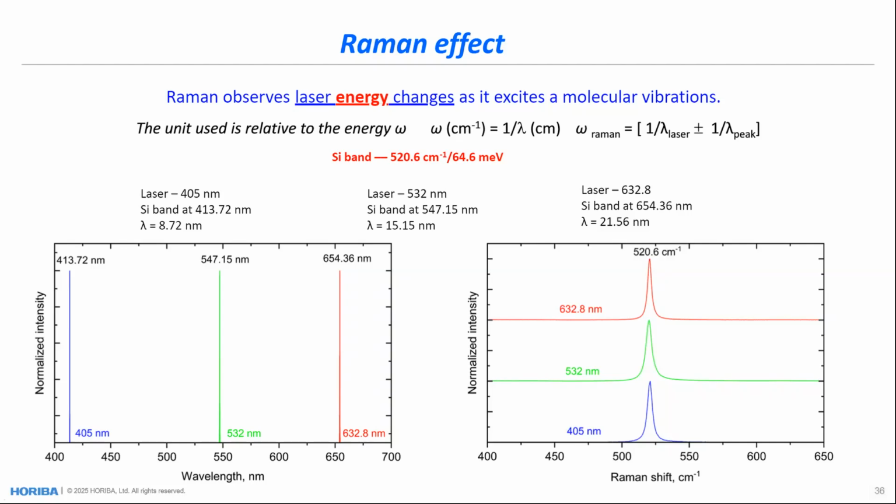However, if I present it on an energy scale, or Raman shift scale, it will be the same. So what it means in Raman spectroscopy is that your peak position in general doesn't depend on the excitation. You can choose whatever laser you prefer or works better for you.